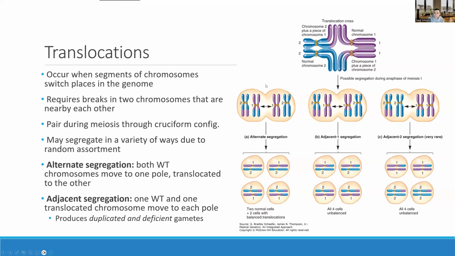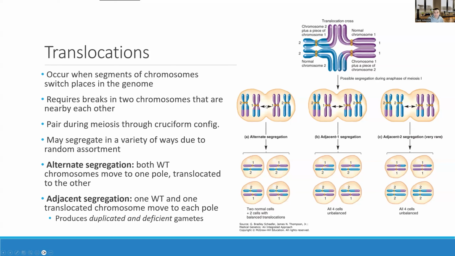Now, in the case of alternate segregation, essentially what happens is when they line up on the metaphase plate, the two, quote, normal copies go to one daughter cell. Remember, this is meiosis 1, so there's going to be a subsequent round. And then the two translocated copies go to the other gamete, or go to the other cell, okay?